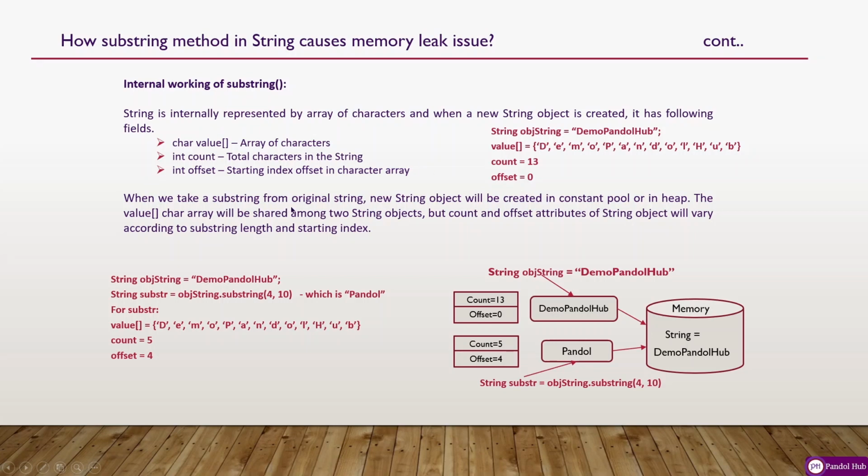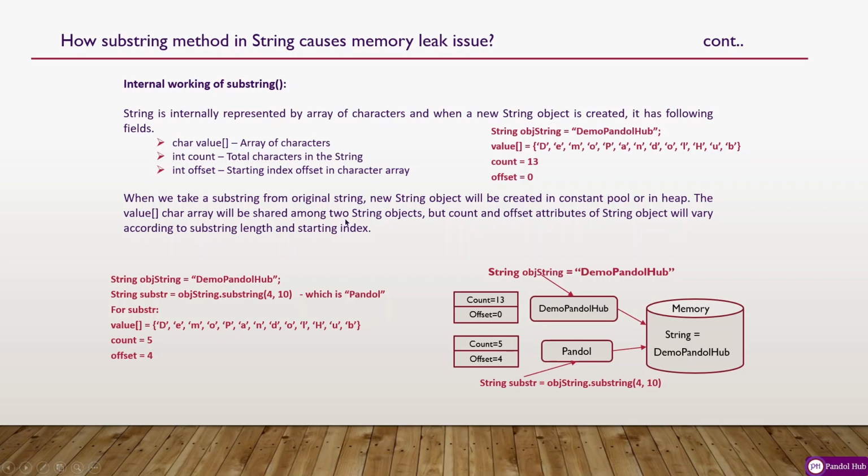So when we take a substring from the original string, a new string object will be created in the constant pool or in the heap. Since we are dealing with a string, which is immutable, the string object is going to get created in the constant pool. But in a heap, where you deal with a StringBuffer or a StringBuilder, the object gets created in the heap. So the value character array will be shared among these two strings, but the count and offset attributes of the string object will vary according to substring length and start index.